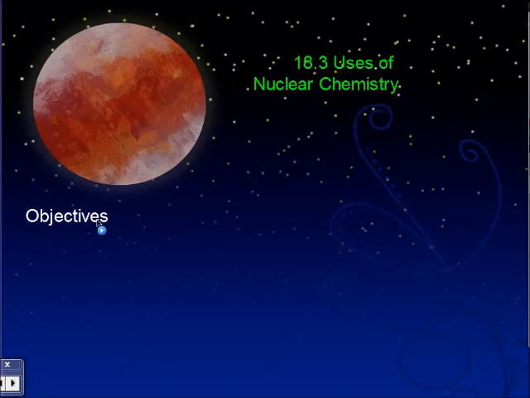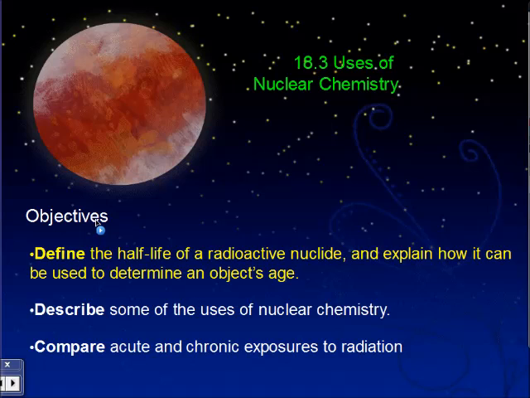Welcome back to chemistry. We're going to talk about nuclear chemistry, and specifically today we're going to talk about half-lives and how a half-life can be used to determine an object's age.